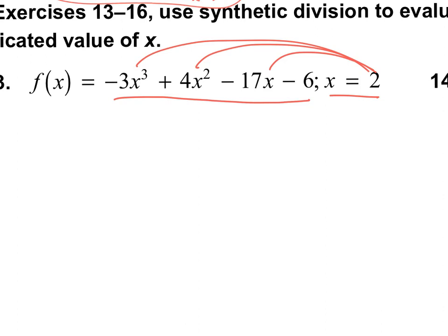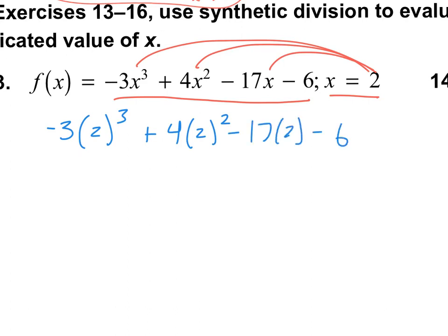So the way that this worked is you did -3, and then you substituted the 2 to the third, plus 4, substituted the 2 squared, minus 17 times 2, minus 6. You had to remember that exponents come first, and so you need to do this first. 2 to the third is 8. 8 times -3 is -24.